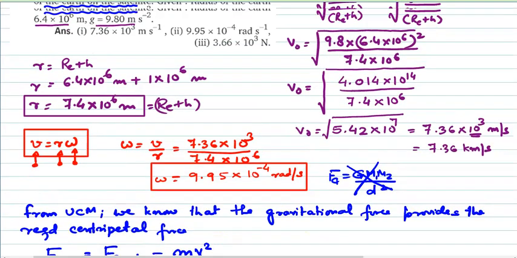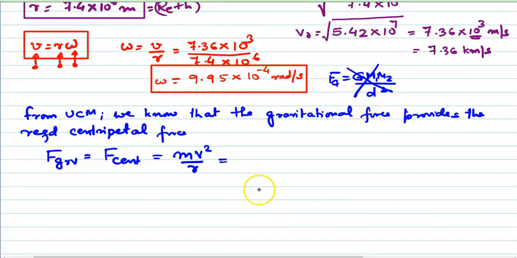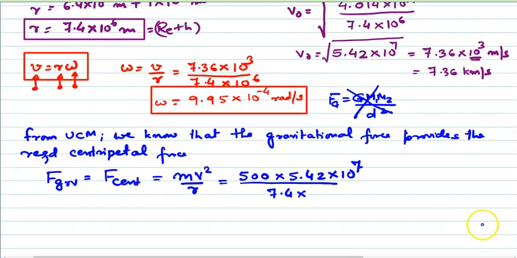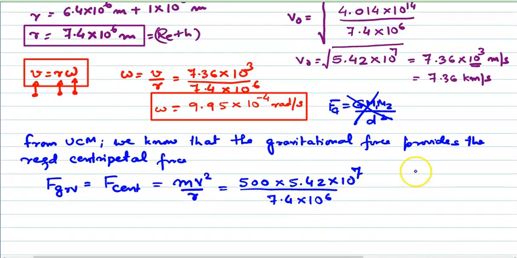मास ऑफ अ सैटेलाइट वाज हाउ मच? 500 kg इफ आई एम नॉट मिस्टेकन, isn't it? V square कितना है? That is the orbital velocity square, that is 5.42 into 10 to the power of 7, isn't it? आया ना? और रेडियस कितना है तुम्हारा? रेडियस ऑफ ऑर्बिट कितना? 7.4 into 10 to the power of 6 मीटर. जा इसको सॉल्व करो प्लीज.